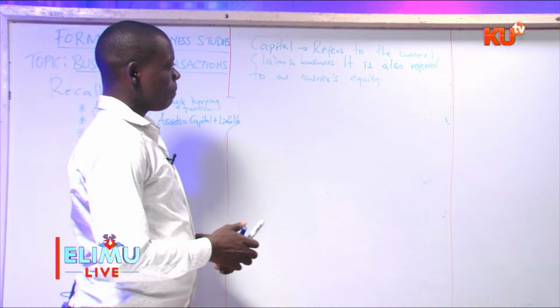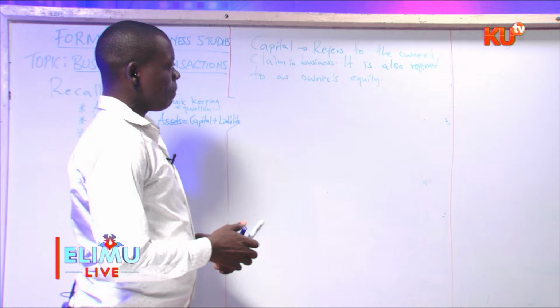So let's say as at. Then we give the date, the month, and the year. And the statement is prepared in a T format. We prepare the balance sheet in a T format with two sides, the left side and the right side.